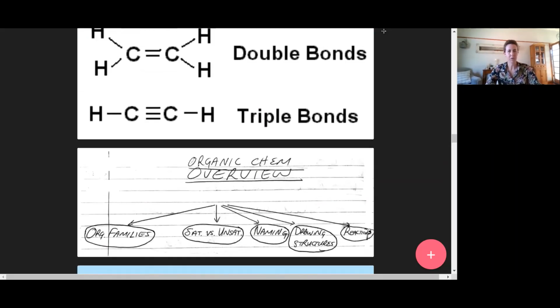So basically what we will look at going forward in this section will be the organic families, what is the difference between saturated versus unsaturated carbon compounds, how to name organic compounds, how to draw organic structures of molecules, and then looking at the reactions of organic compounds.